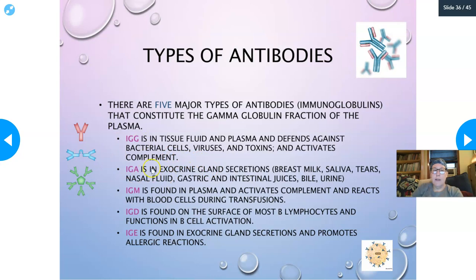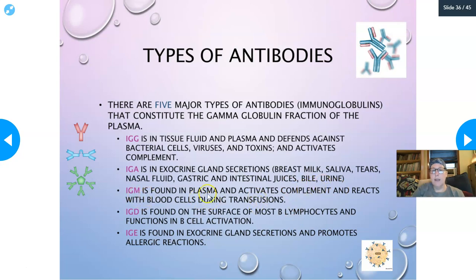IgA is found in exocrine gland secretions, so breast milk, saliva, tears, nasal fluids, gastric fluids, intestinal juice, bile, and urine, and it's protective in those mucous secretions. It is a dimer, so it's actually two of the little Ys with the tail ends bound together. Again, IgA is protective in a lot of the mucous secretions that are made.